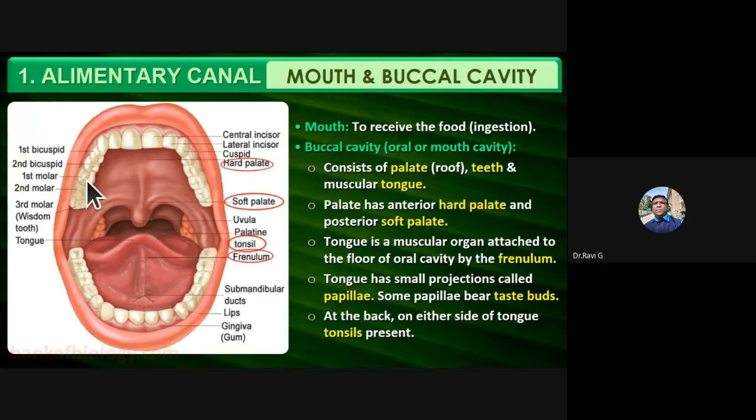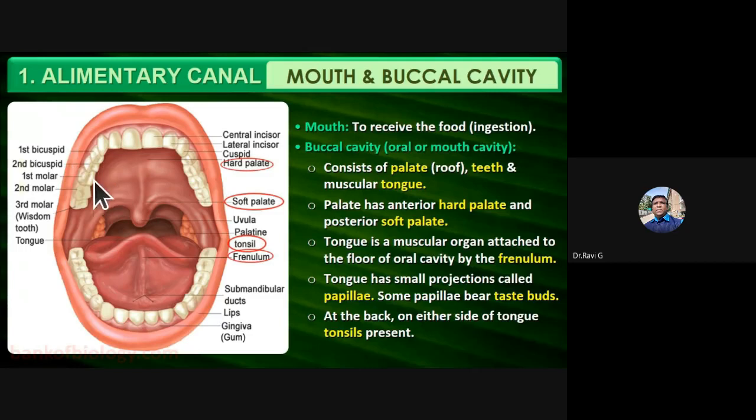So we have these teeth. They have a hard structure called enamel. They are made up of the enamel. This is the incisor that you can notice, then the lateral incisors. Then there are the canine teeth.